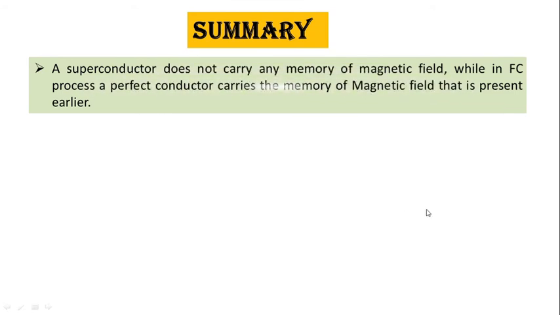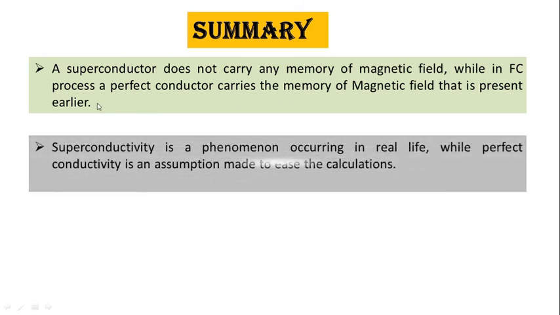So let's see the summary. A superconductor does not carry any memory of the magnetic field, while in the field cooling process a perfect conductor carries the memory of the magnetic field that was present earlier. Superconductivity is a phenomenon occurring in real life, while perfect conductivity is just an assumption. It is just made to ease the calculation.